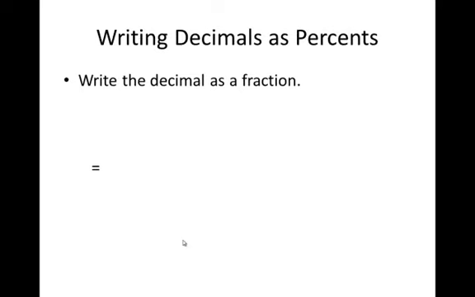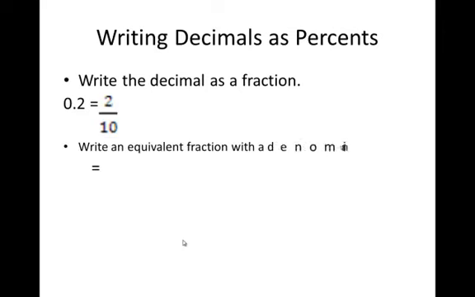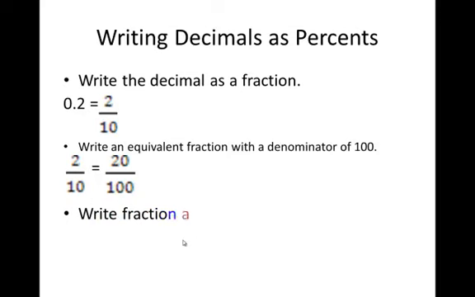Next, writing decimals as percents. Write the decimal as a fraction. This gets a little bit trickier. So 0.2 would become 2 over 10, and then remember a percent was anything over 100, so we have to take that and make it an equivalent fraction with a denominator of 100, so 2/10 will go to 20 over 100. So we have to write the fraction as a percent. It would just be 20 over 100 would be equal to 20%.